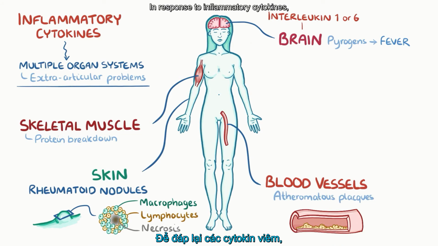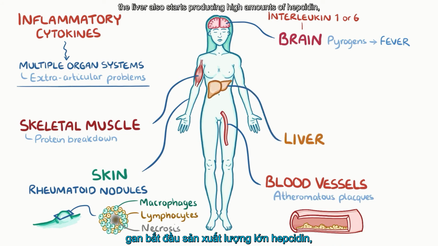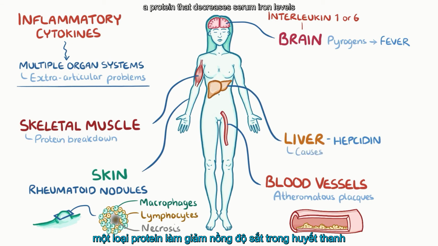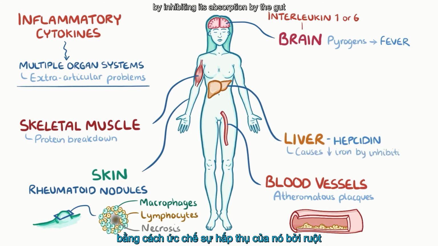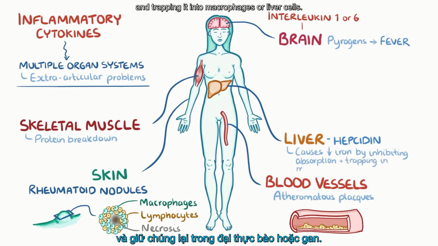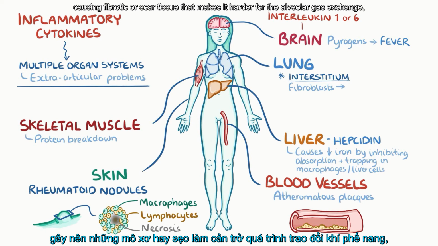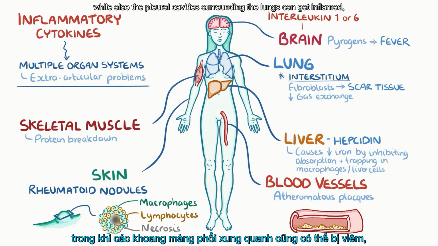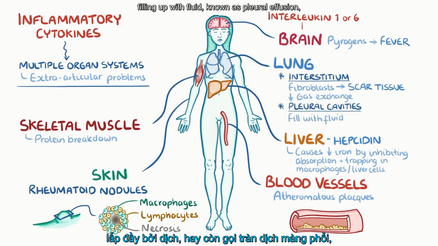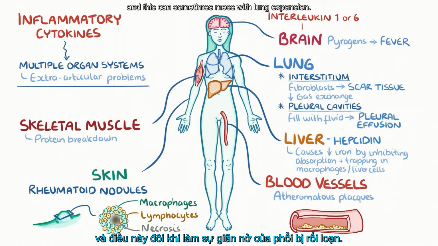In response to inflammatory cytokines, the liver also starts producing high amounts of hepcidin, a protein that decreases serum iron levels by inhibiting its absorption by the gut and trapping it into macrophages or liver cells. Meanwhile, within the lung interstitium, fibroblasts get activated and proliferate, causing fibrotic or scar tissue that makes alveolar gas exchange harder. Also, the pleural cavities surrounding the lungs can get inflamed, and they fill up with fluid, known as pleural effusion, and this can sometimes mess with lung expansion.